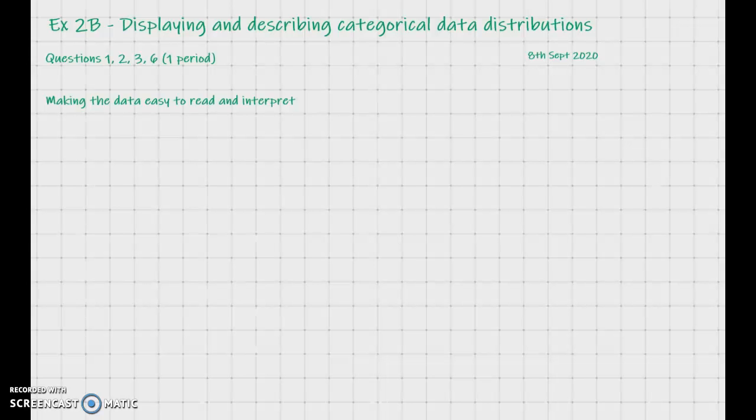On to Exercise 2B, and it's got a massive title, Displaying and Describing Categorical Data Distributions. In other words, it's making the data easy to read and to interpret. We're going to be doing this two ways. We're going to be taking data and turning it into frequency tables and bar charts.